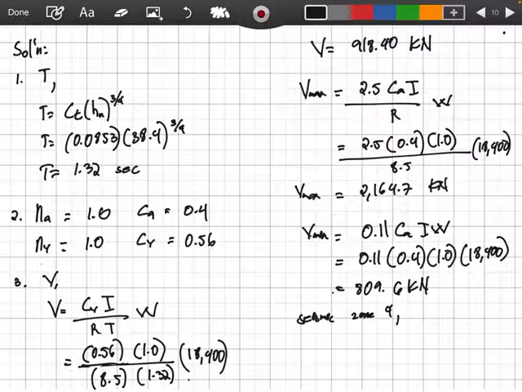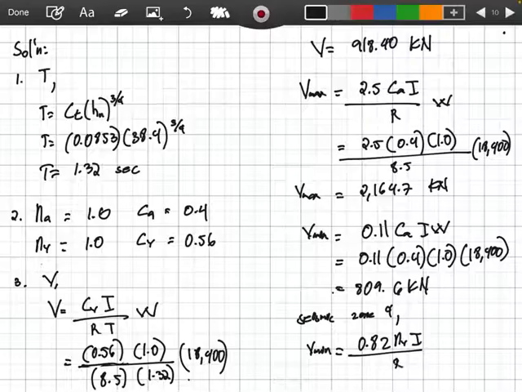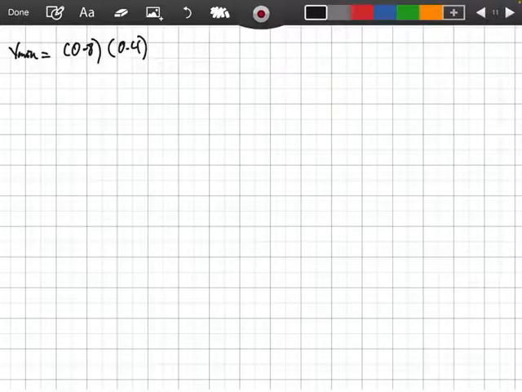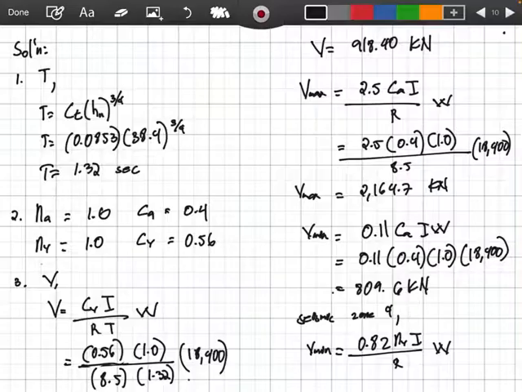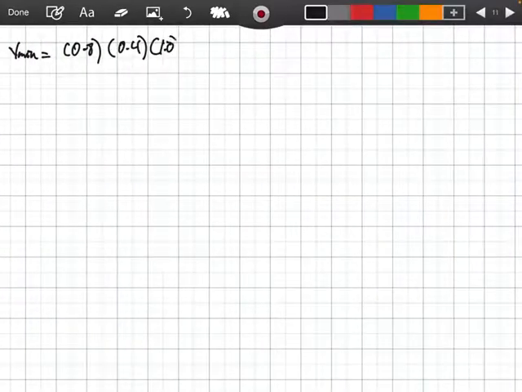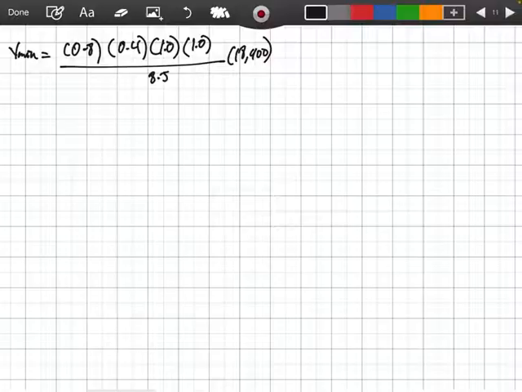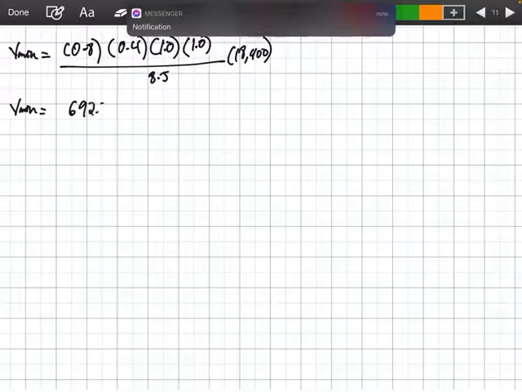And then, meron din tayong for seismic zone 4. For seismic zone 4, V minimum would be equal to 0.8 Z Nv I over R times W. Okay. So, V minimum, 0.8, seismic zone, 0.4. Nv, ano ba yung Nv natin? Nv, 1.0. And I, 1.0 over 8.5 times 18,400. So, on the calculator, the minimum would be 692.7 kilonewton.